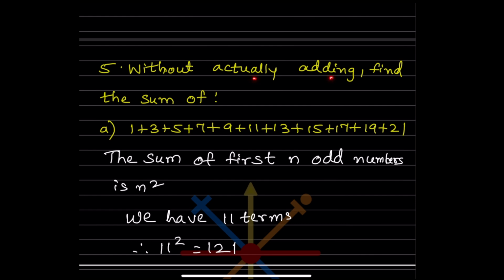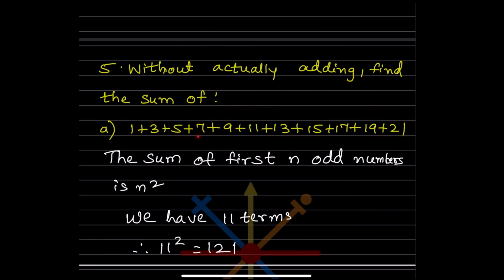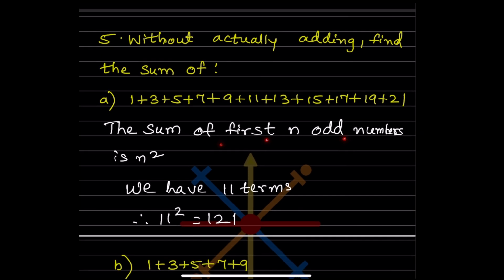Without actually adding, find the sum of this one. So what we can see here, we want the sum of this one. So 1, 3, 5, these are the odd numbers. So first, how many numbers are here? 1, 2, 3, 4, 5, 6, 7, 8, 9, 10, 11. These are all the odd numbers. So we can make it n square. So we can say the sum of the first n odd numbers is n square.